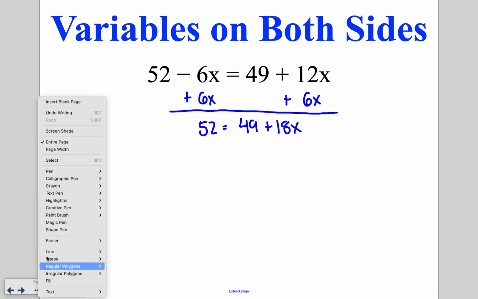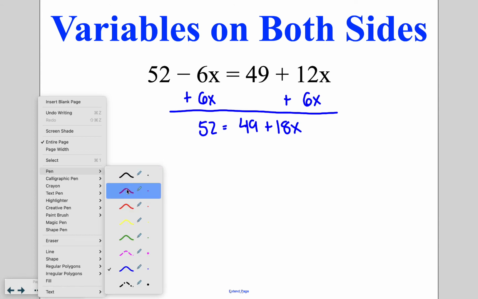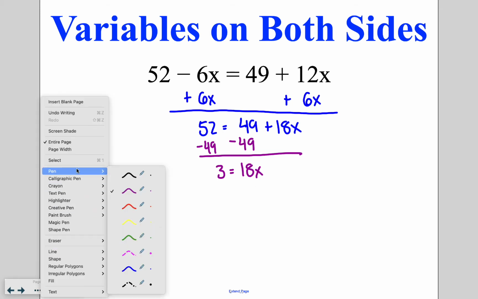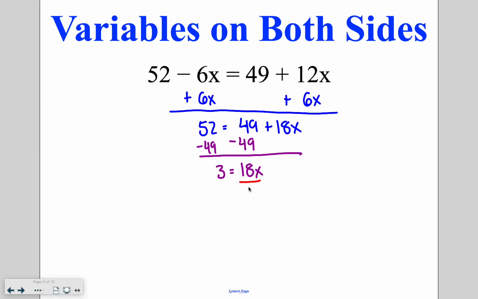Now I'm into the multi-step problems that I was looking at yesterday, so I can go ahead and subtract 49 on both sides, and when I do that, that's going to give me 3 is equal to 18x, and to finish, I'm going to divide by 18. Now, since 3 actually can't be divided by 18, I'm going to just go ahead and reduce my fraction. So I'm going to have an answer of 1/6 is equal to x.